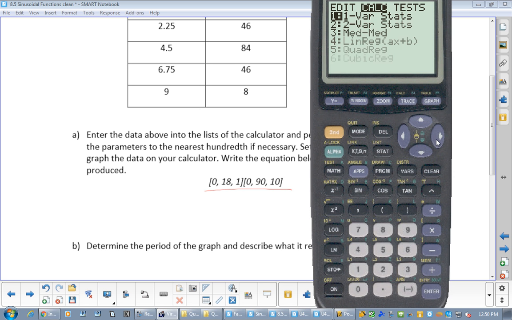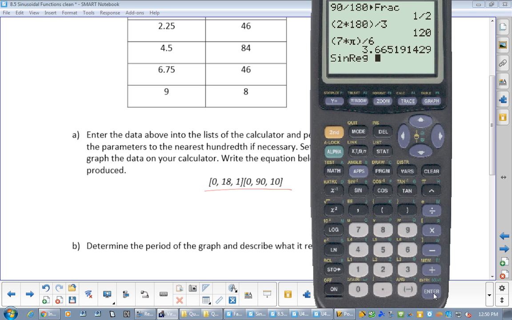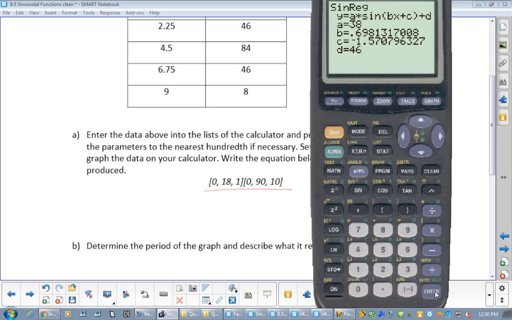Stat, calc, sine regression. It's right there. Okay, then we hit enter, and enter again. Now, what does A stand for? Altitude, right? Amplitude, which would be the altitude in this case. What's B stand for?